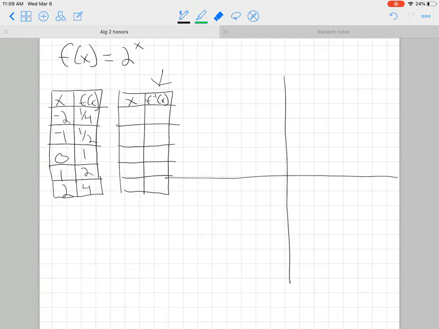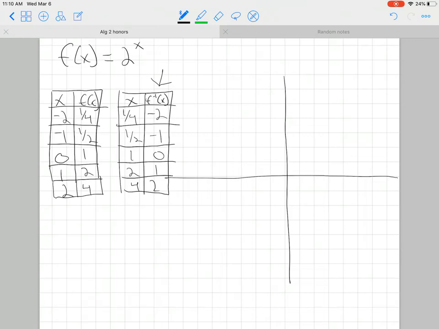So now that I have that one, I should be able to do my table for my inverse operations. All right, so you go ahead and fill that out. Hopefully you just did it before me, and this becomes 1/4, -2 because the inputs and outputs switch. 1/2, -1, 1, 0, 2, 1, and 4, 2. Okay?